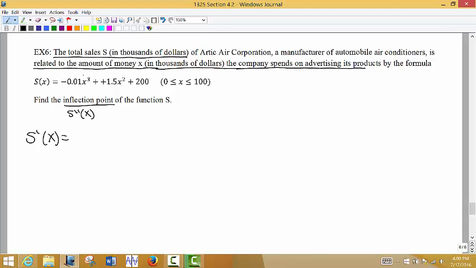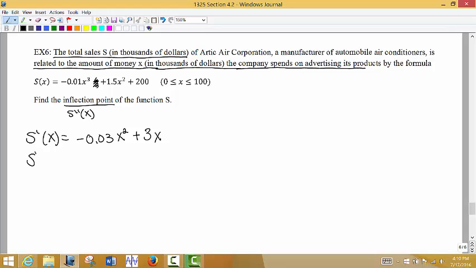We have some decimal values, but of course we can just use our calculator. So 3 times negative 0.01 turns out to be negative 0.03. Reduce our exponent by 1. Then 2 times 1.5, so ignore the double positives there, just one of those is all we need. What do we get for that? Well, 2 times 1.5 is 3, and then reduce our power by 1, so I just get 3x. And of course, the derivative of 200 is 0.